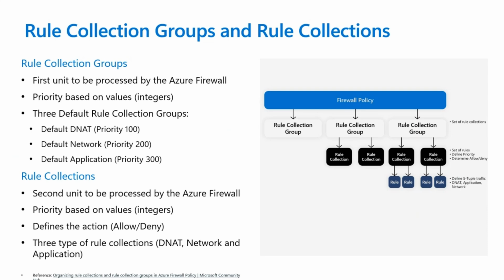And for the rule collections, we have three types: one for NAT, one for network, and one for application. And within each one of these rule collections, you can only have rules of those types. So if I have a rule collection of the network type, I can only have network rules within the rule collection. And the same applies for rule collections of the application type and the NAT type, right?